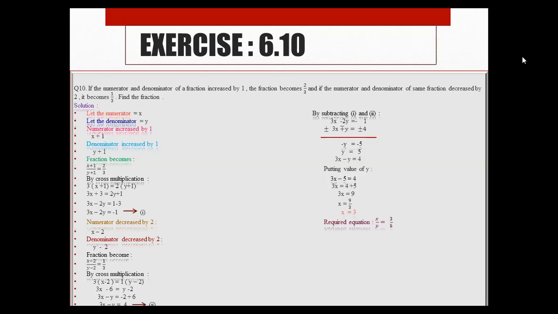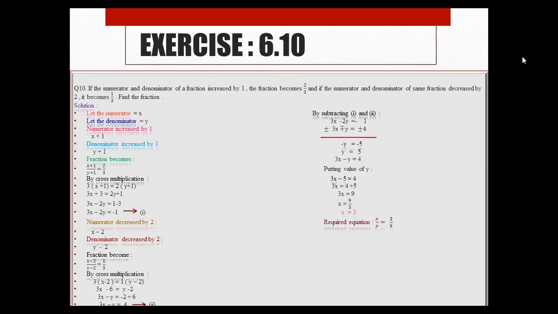By subtracting 1 and 2, 3x minus 2y is equal to minus 1, and 3x plus y is equal to plus 4. When we subtract, we change the sign. The sign of 3x becomes minus and the sign of y becomes plus, and also the sign of 4 will be changed into minus. x is eliminated. Minus y is equal to minus 5.